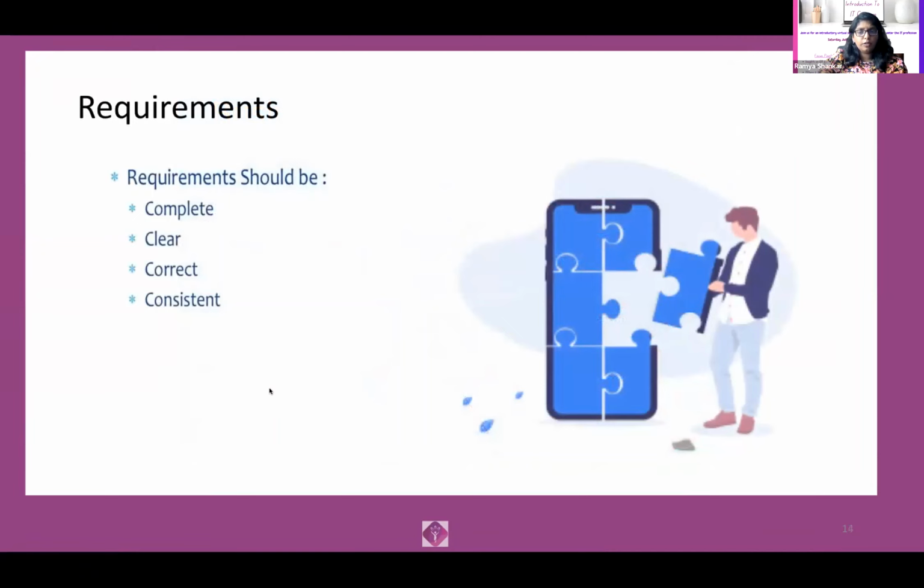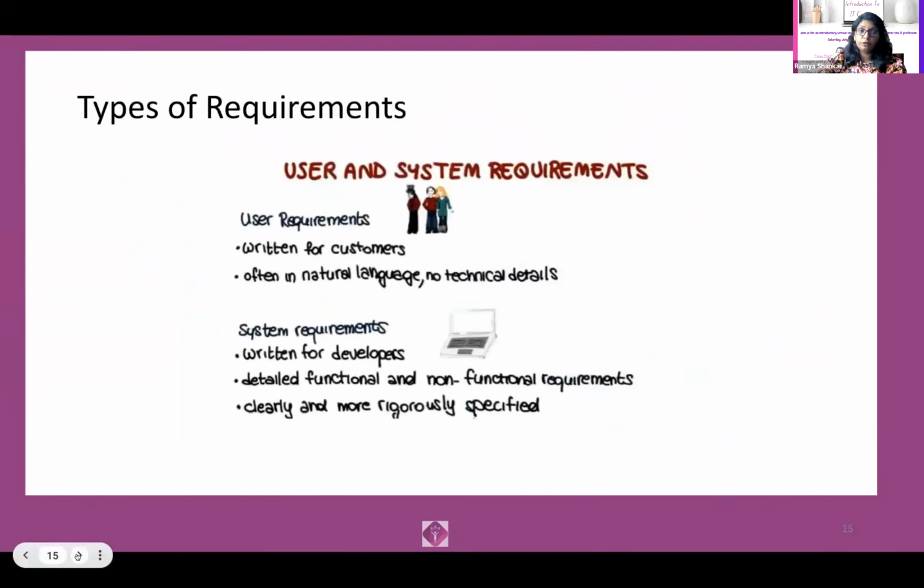Now we spoke a lot about requirements. Let's dive a little deeper into the requirements themselves. A requirement in general should be complete, clear, correct, and consistent. That is very important because that is the driving factor for all the stakeholders and the technical team. There are different types of requirements. We will see in a bit why we need different types of requirements, but before that we'll understand the two major types. One is called the user requirements and the other is called the system requirements.